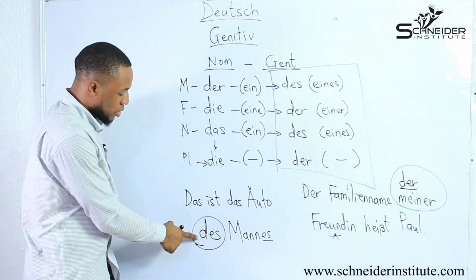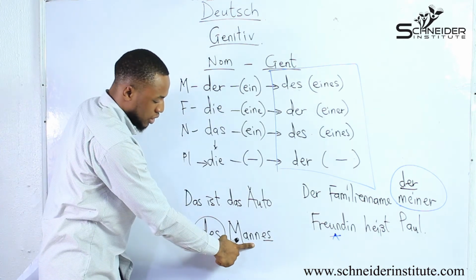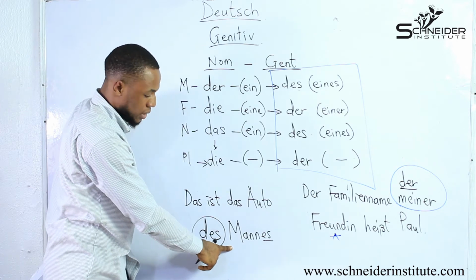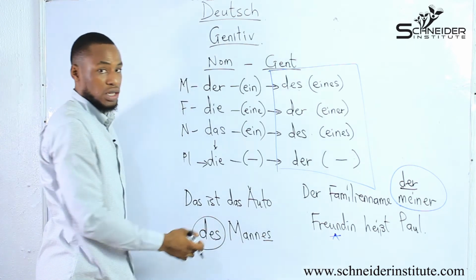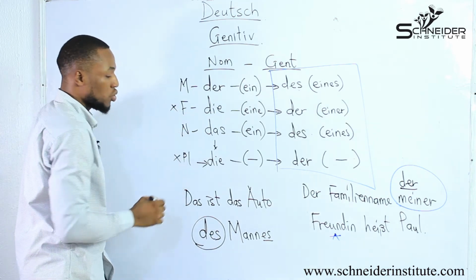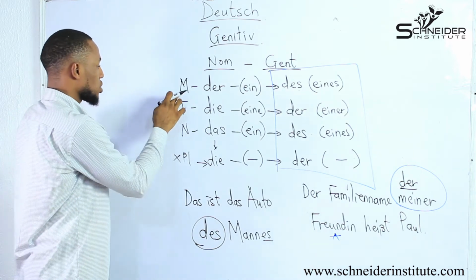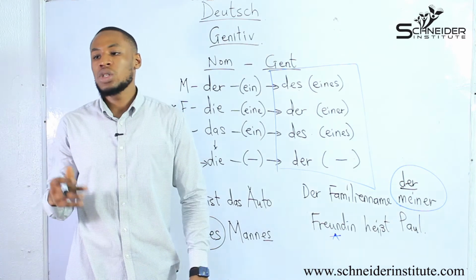So here we have it, the masculine noun, des. And then here we have just what? A syllable, right? Man. As such, we're adding es to the masculine noun. Recall, this doesn't apply for feminine, neither does it apply for the plural noun. It only applies for the masculine and neutral nouns. Okay, so now let's look at another example.